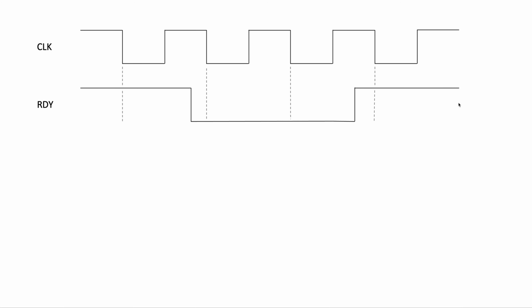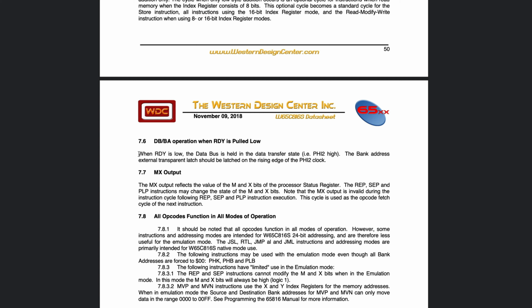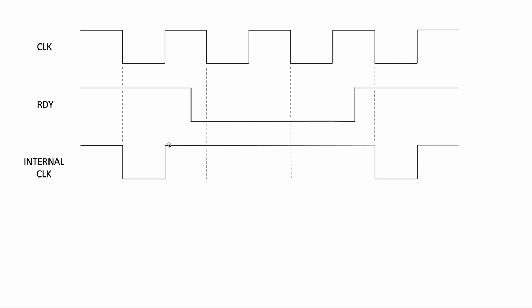It would be interesting to look at how the internal clock of the CPU behaves in this case. So this is a representation of the internal clock of the CPU based on the description from the datasheet. So you can see that during the first clock cycle, the CPU is executing normally. But then remember the caveat on the datasheet that said that when ready is low, the databus is held in the data transfer state, i.e. the clock is high. Conceptually, that means that the internal clock of the CPU is kept high. So in the second cycle, when ready is low, we can see that the internal clock of the CPU doesn't transition and is just staying high.